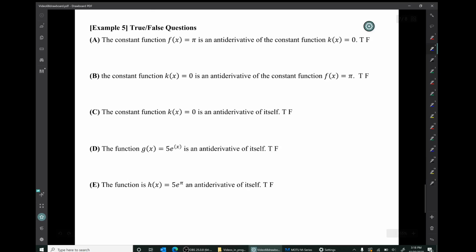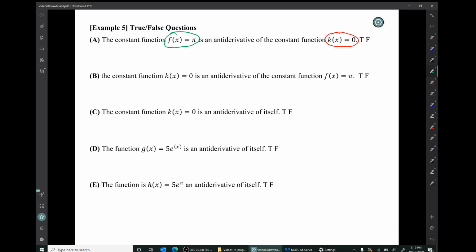Let's go on. The next example is a bunch of true-false questions. Question A. The constant function little f of x equals pi is an antiderivative of the constant function k of x equals 0. Now notice I've stopped using capital letters, but it will help to color code these things. That little f of x equals pi is the candidate to possibly be an antiderivative, and this k of x equals 0 is the function that we're hoping this green function might be an antiderivative of. All right, so how do we find out whether this sentence is true or false?